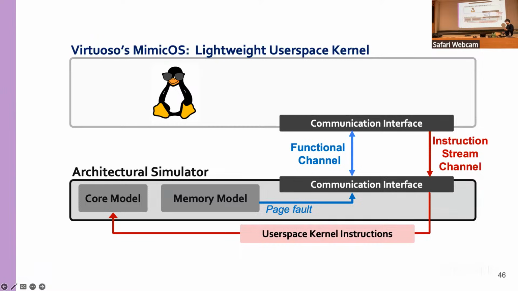To give you an intuition, Mimic-OS runs as a separate user space process alongside the architectural simulator and communicates with it via, firstly, a functional channel to exchange events and their results, and also an instruction stream channel to feed the instrumented Mimic-OS instruction streams into the simulator's core model, so that OS routines incur realistic timing and microarchitectural effects. For example, cache pollution, DRAM contention, etc.